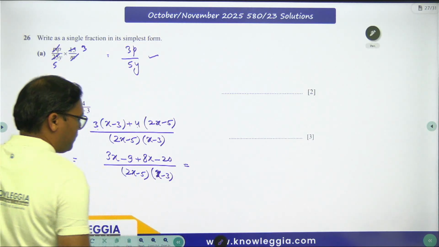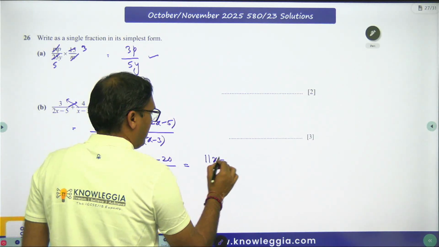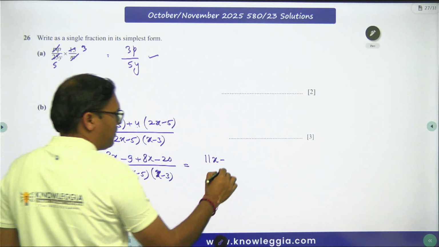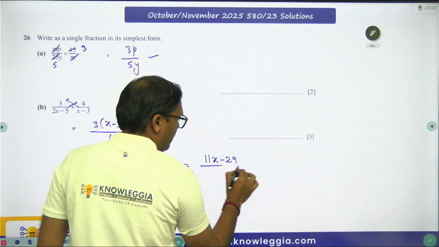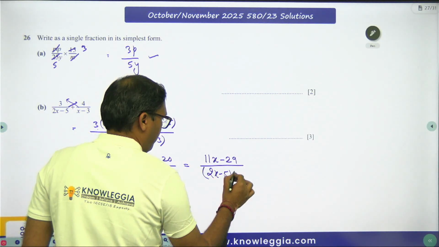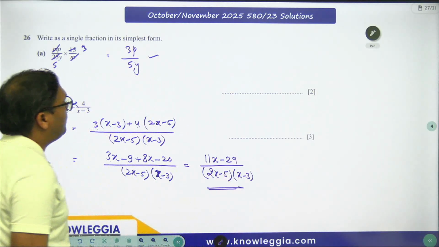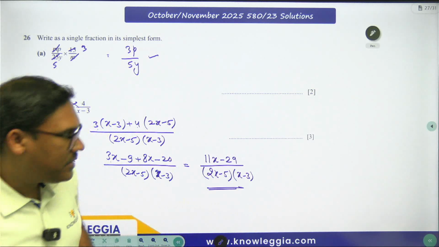Now, if I simplify this further, 8x plus 3x is 11x, and this is negative 9 minus 20, which is negative 29, upon 2x minus 5 into x minus 3. So this is the answer for this question. Okay. So now the next question.